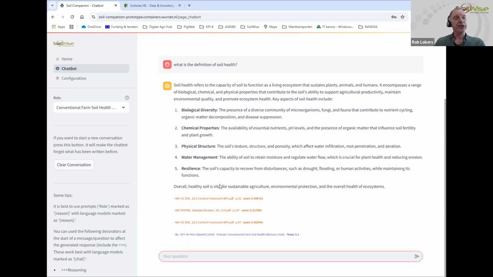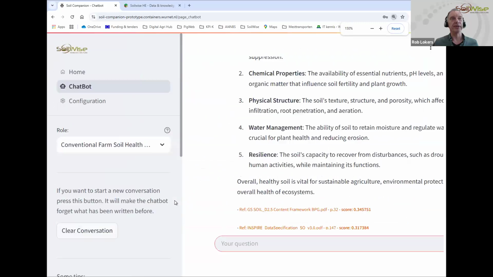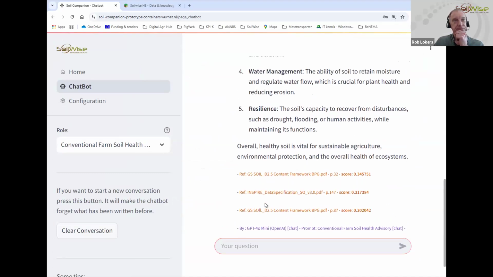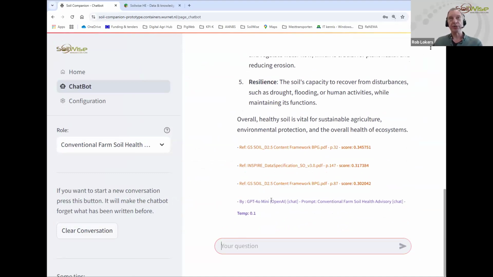You also see that at the bottom of the results, maybe I have to make it a bit bigger, you can see a couple of references where it found the information, the most relevant sources to derive the answer. So that's something that you can do. Maybe I can just show a couple of other questions as an example.